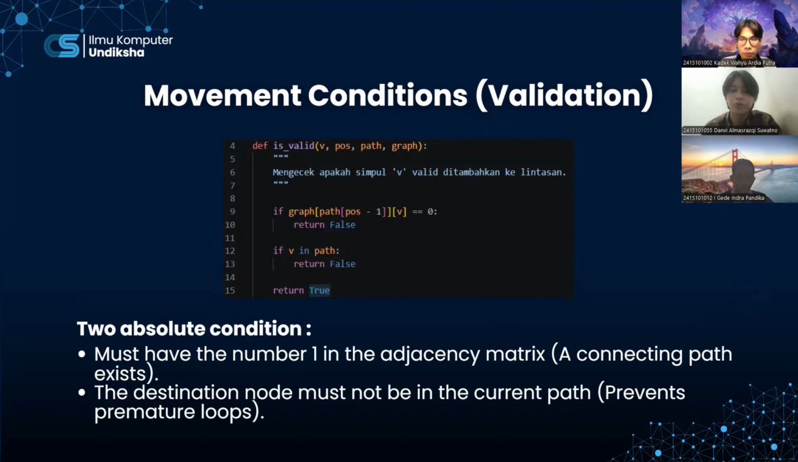There are two absolute conditions here. First, the program checks the adjacency matrix that Indra already explained before. If the value is 1, it means a path exists. Second, the program checks if the destination node is already in the temporary path. If it is, the program won't go there. This is to prevent repetitive loops before all nodes have been visited.